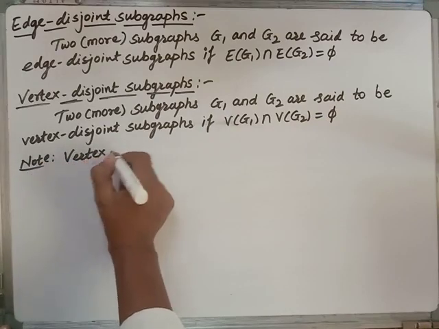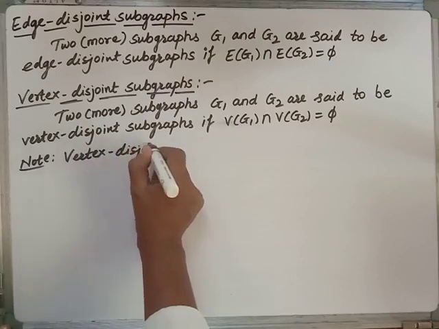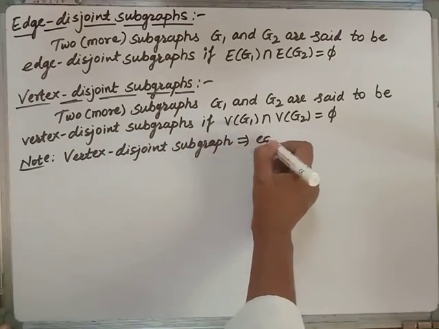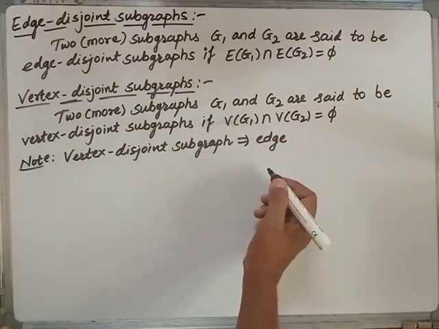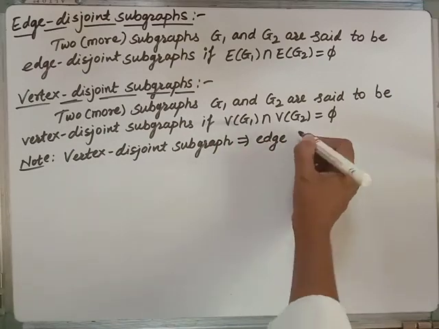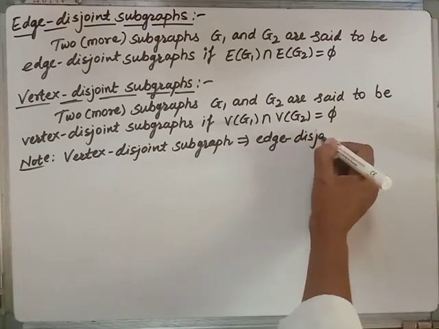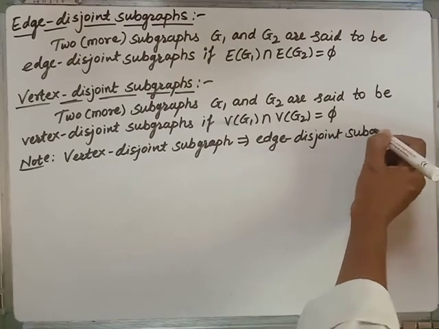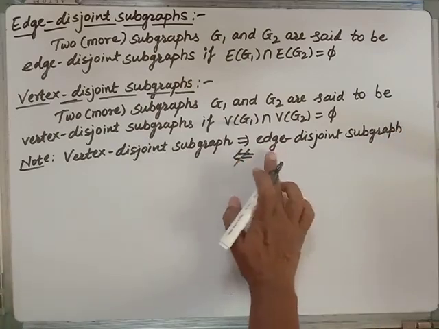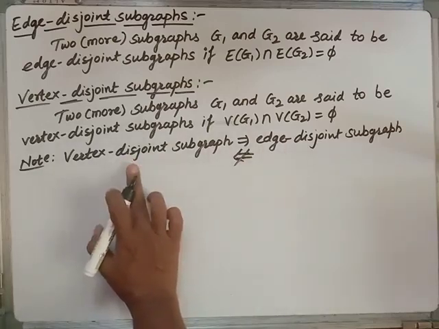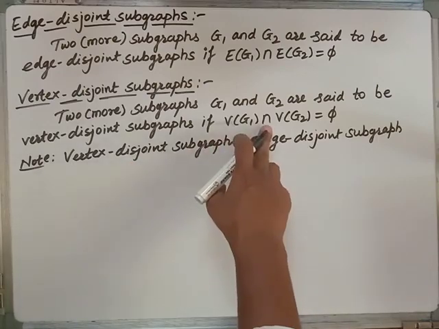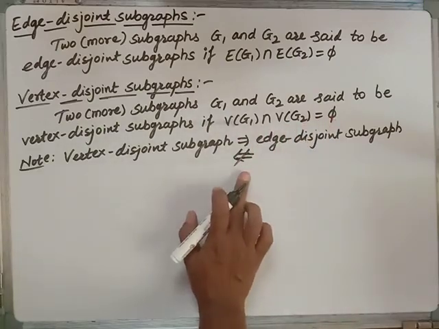Now here note that a vertex disjoint subgraph is always an edge disjoint subgraph. If a vertex is not common there, the edges wouldn't be common there because edges are incident on those vertices. But the converse of this one is not true, meaning the edge disjoint subgraph need not be a vertex disjoint subgraph. If we eliminate an edge, it doesn't mean that we have eliminated a vertex. The vertex may be there, so that time the intersection wouldn't be an empty set. That's why the converse is not true.